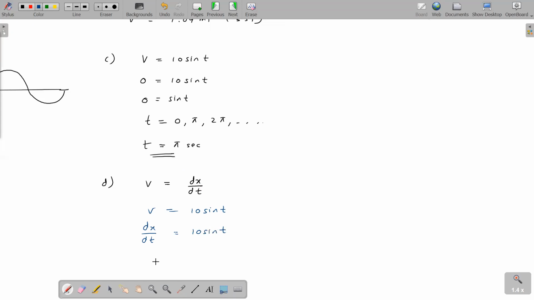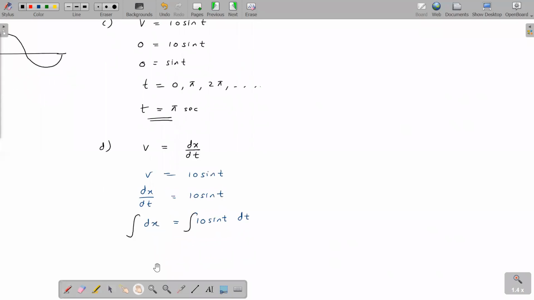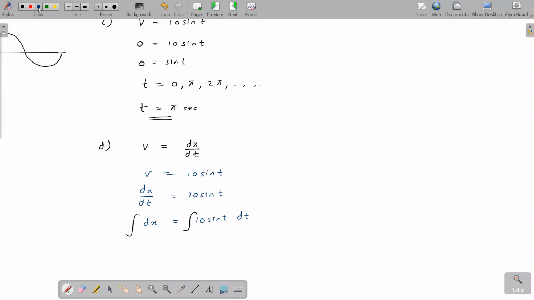Separate variables. So dx equals 10 sine t dt. Agreed? I took the dt to the other side, and then let's integrate. Can I know the integration? This side you integrate 1 with respect to x, so you get x. On the other side, 10 sine t. What happens when you integrate sine? 10 times sine integration is minus cos t. And don't forget the plus c.